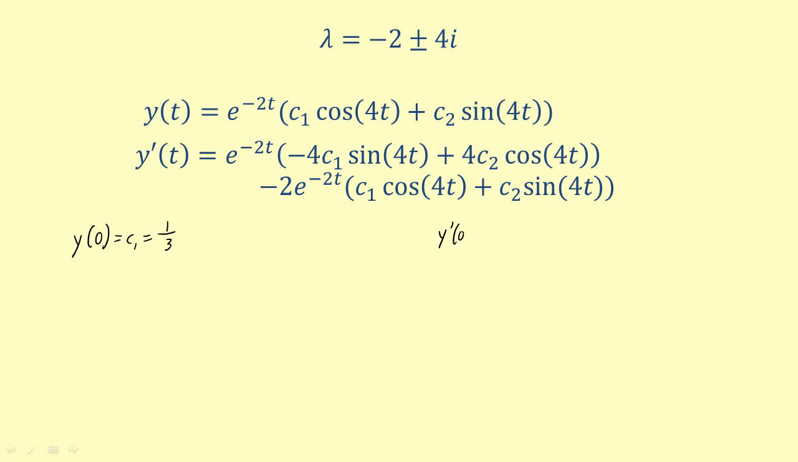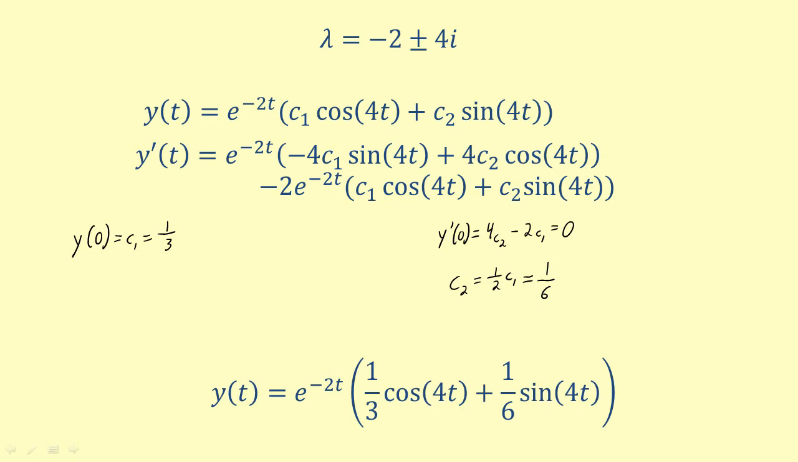y prime of 0 equals 4c2 minus 2c1. This must equal 0 because the box has 0 velocity at the exact instant it's let go. Therefore, c2 equals half of c1, or 1/6. Finally, the general solution is y of t equals e to the -2t times the quantity 1/3 cosine 4t plus 1/6 sine 4t.